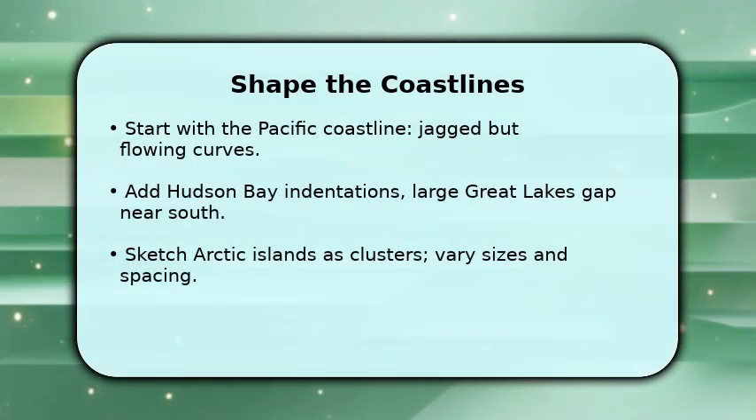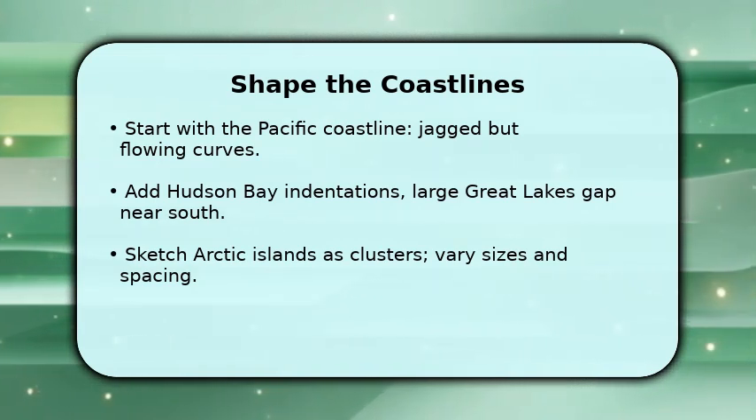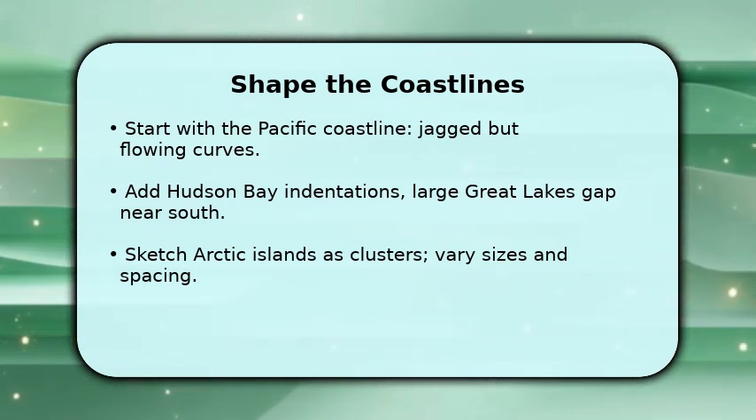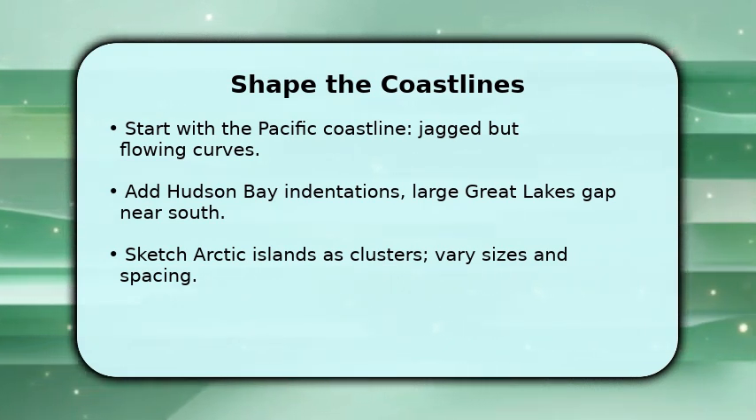You now trace coastlines which define the country. Begin at the Pacific. Draw a jagged but flowing line for British Columbia and the long coastline south to Vancouver Island. Move eastward and carve the large indentation of Hudson Bay with smooth inward curves. This separates Ontario and Quebec visually.